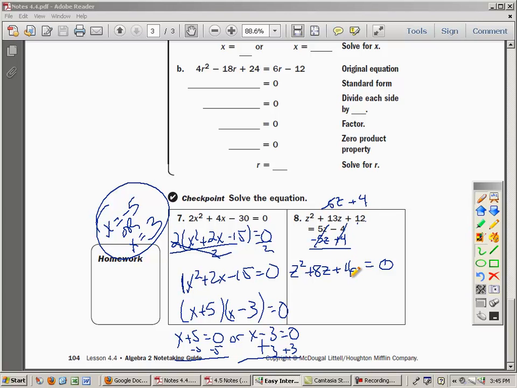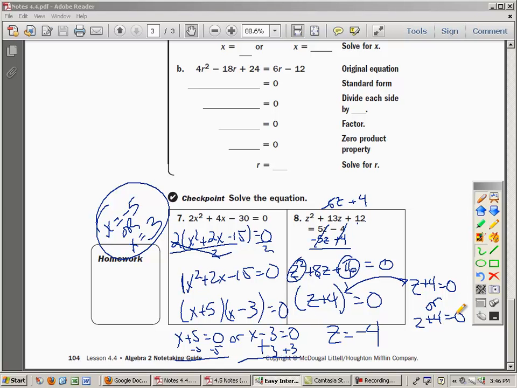Now, conveniently, this is a perfect square, and this is a perfect square. What did I square to get z squared? z. What did I square to get 16? 4. What's z times 4? That's 4z, and if I double it, I get 8z. This is a perfect square trinomial. So this is z plus 4 squared equals 0. So z equals negative 4, because when I rewrite this, it's z plus 4 equals 0 or z plus 4 equals 0, right? It's the product of z plus 4 times itself. And so your one solution is negative 4.